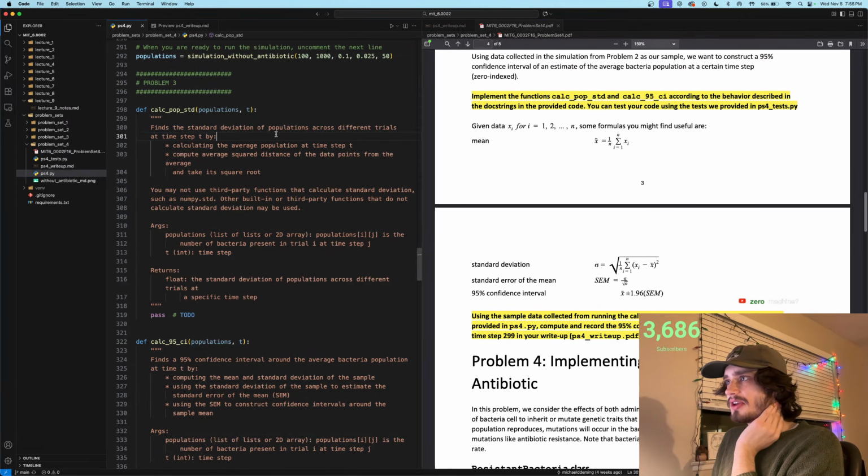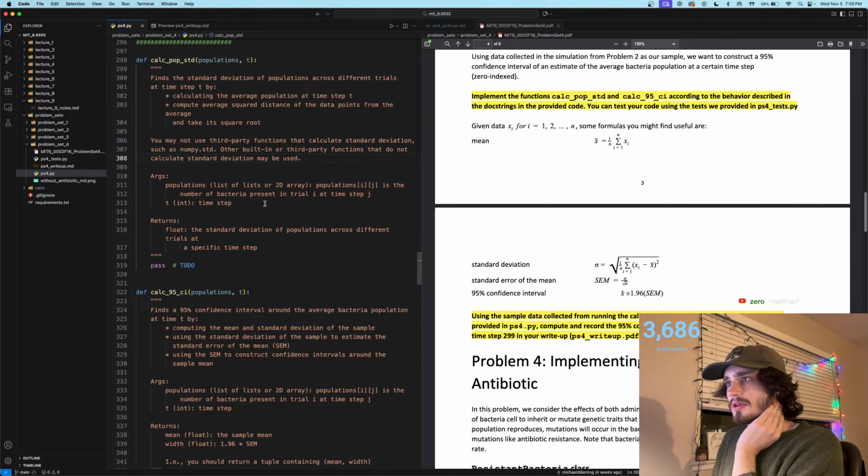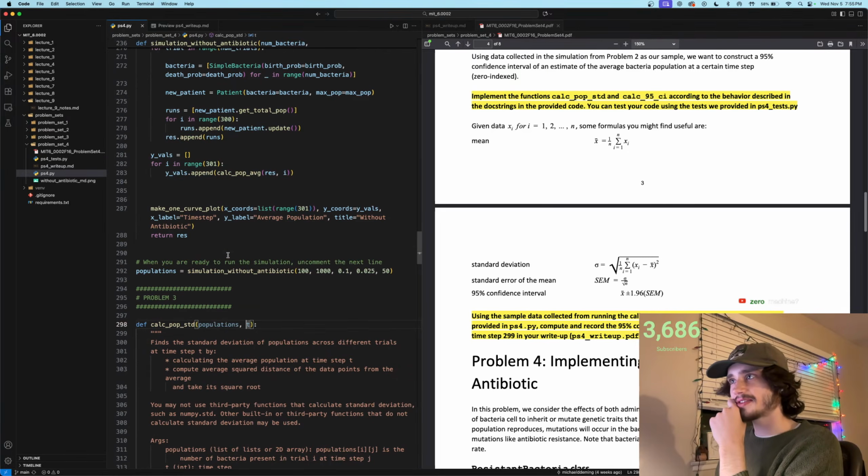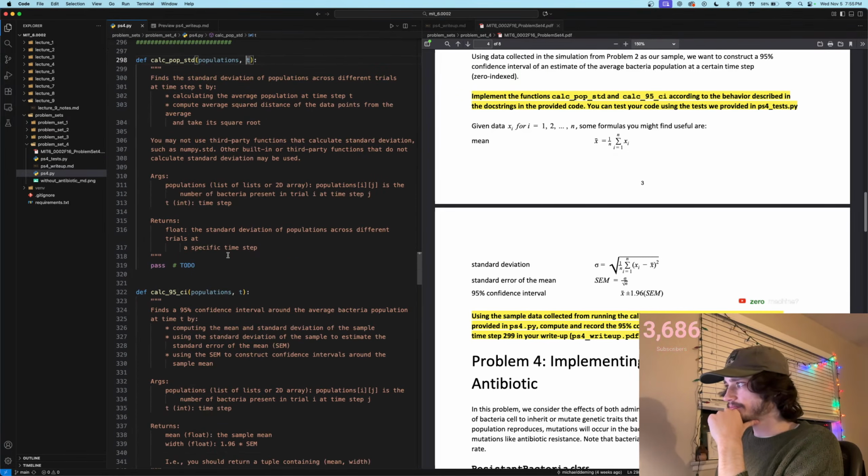So find the standard deviation of populations across different trials. You may not use any third-party functions to calculate standard deviation, such as NumPy std. Okay, cool. So this one's just the standard deviation given populations. Okay, so we're going to do these just one at a time. Nice. Not that bad.